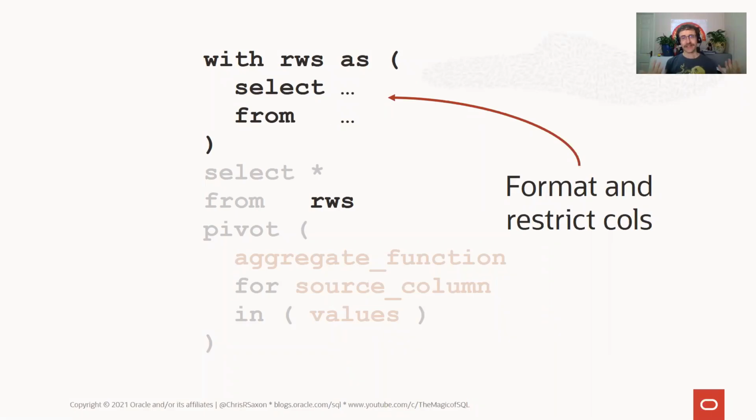So fairly straightforward. Have your subquery, which selects and formats your columns as appropriate. Say which function you're going to, what your aggregate function is. Are you counting how many rows? Are you summing up some values and so on? Which is the column you are pivoting on, and which of the values in that column should become the new columns in your output. So fairly straightforward, but there's ways we can take this a little bit further.